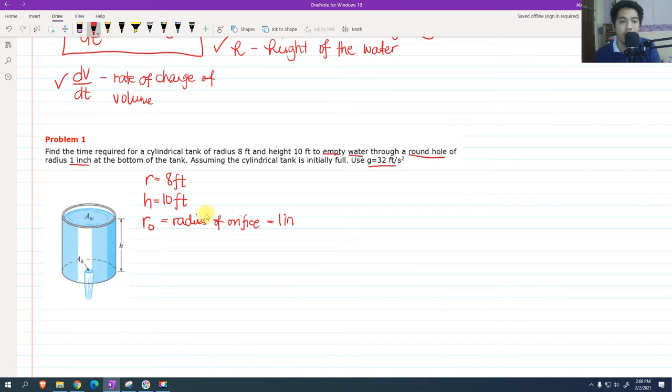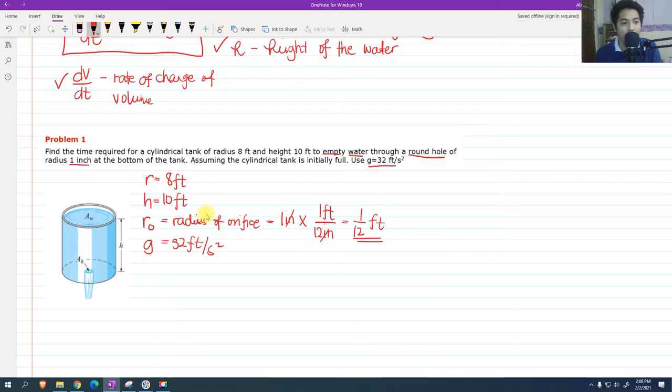As you can see, we need to be consistent with the units. If this is 1 inch, we want to convert this into feet to avoid inconsistency in the units. So 1 inch equals 1 over 12 feet, since for every 1 foot there are 12 inches. The inches cancel, so we have 1 over 12 feet. That's the radius of the orifice in terms of feet. Now we are going to use g as 32 feet per second squared.